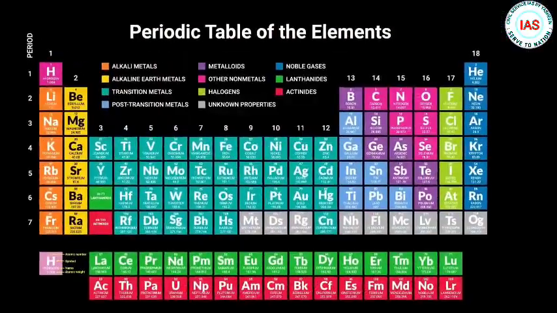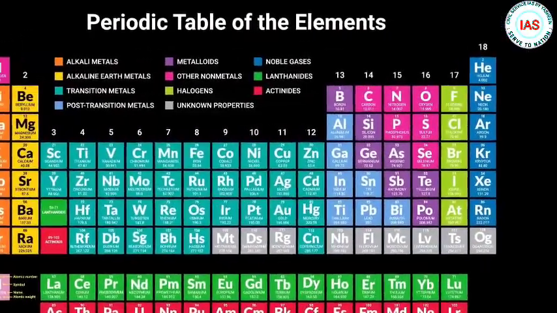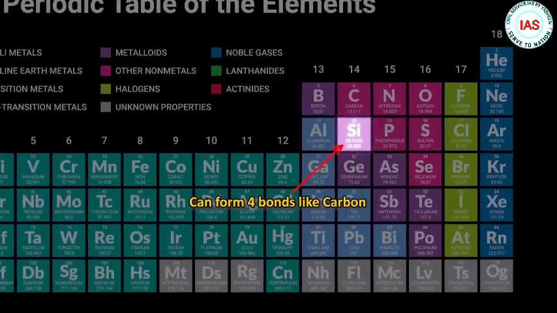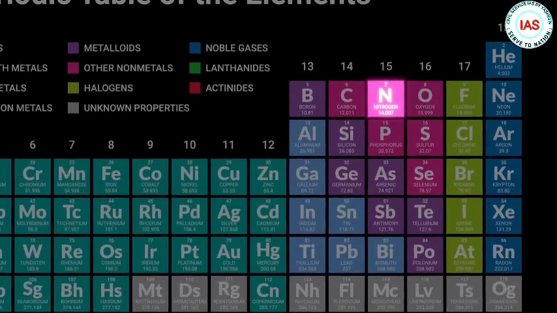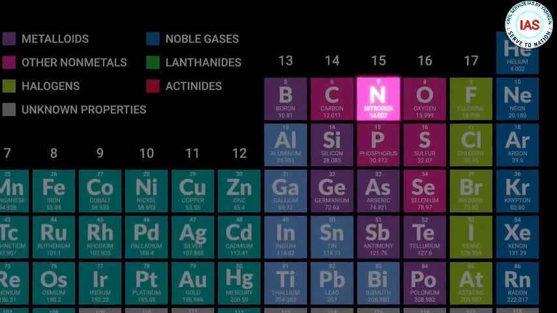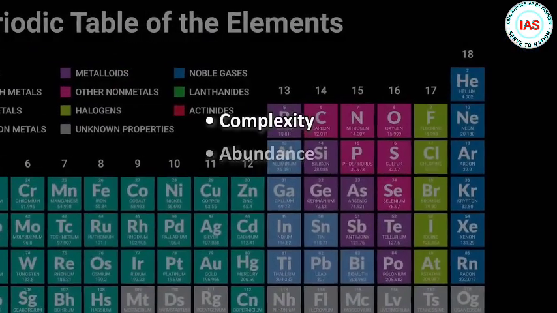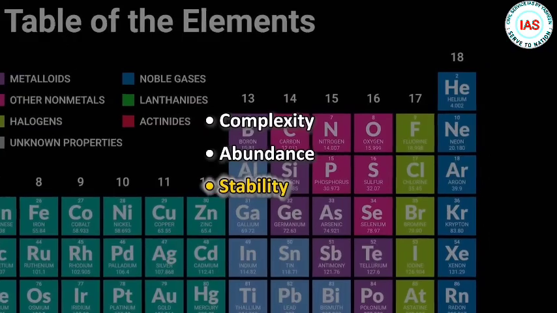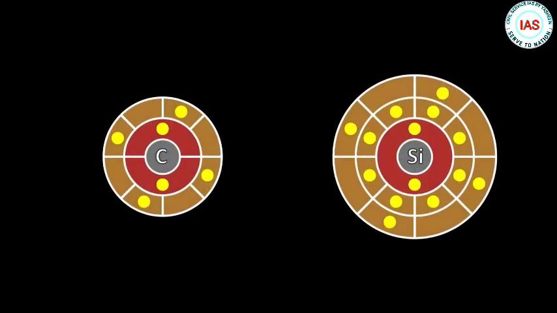At this point, you might say, if abundance is so important, then what about silicon, which is abundant and can also form 4 bonds? Or nitrogen, which can form only 3 bonds but makes up 78% of our atmosphere? This brings us to the third factor in determining the most suitable element that nature chose for life: stability. What I mean by this is bond stability.